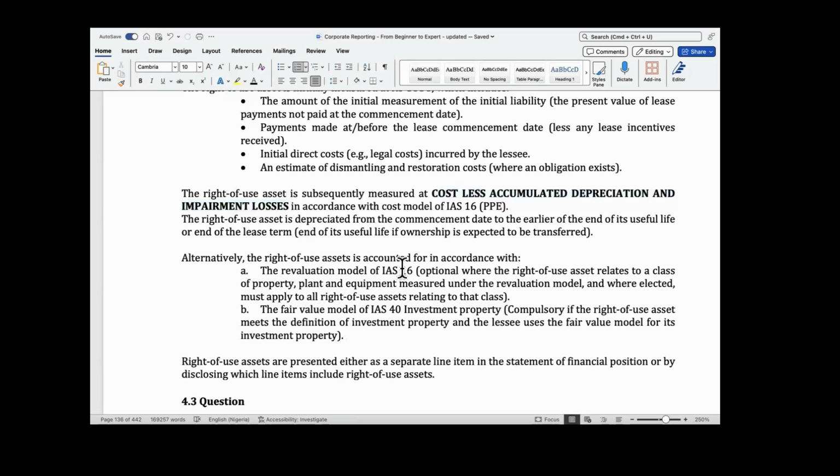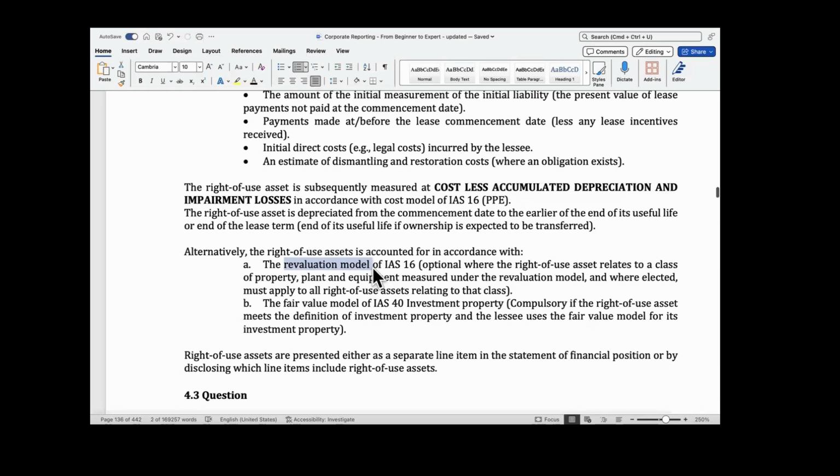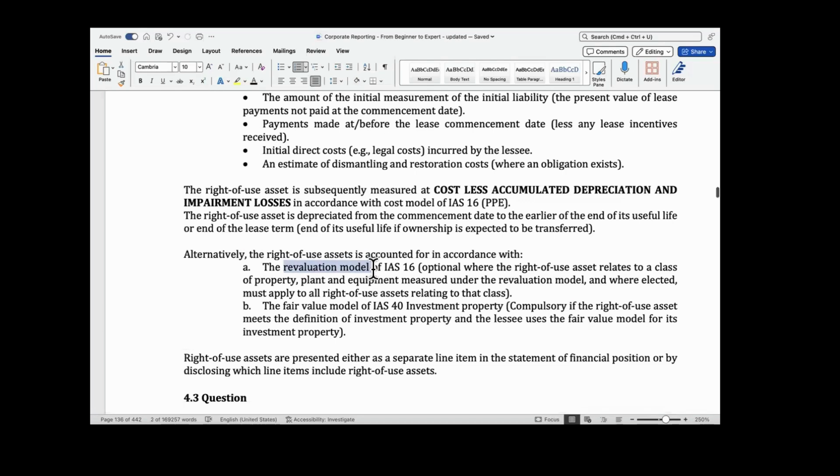And if the asset you lease is measured under the revaluation model, that means you apply the principles you learned under IAS 16, which means we might have to revalue the assets if necessary, but that is still optional anyway. So majorly for exams on lease, you just need to depreciate the assets over the lease term. So let's look at this question.